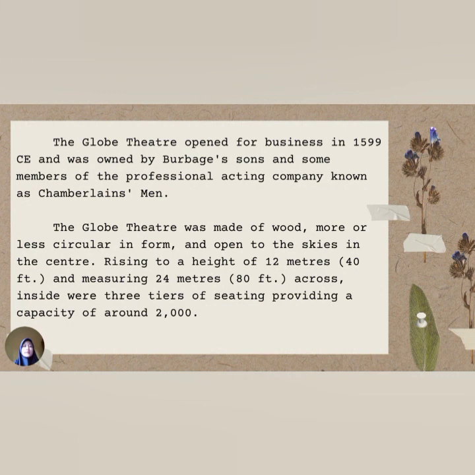The Globe Theatre opened for business in 1599 CE and was owned by Burbage's sons and some members of the professional acting company known as Chamberlain's Men. The Globe Theatre was made of wood, more or less circular in form, and open to the skies in the center, reaching a height of 12 meters and measuring 24 meters across. Inside were three tiers of seating, providing a capacity of around 2,000.